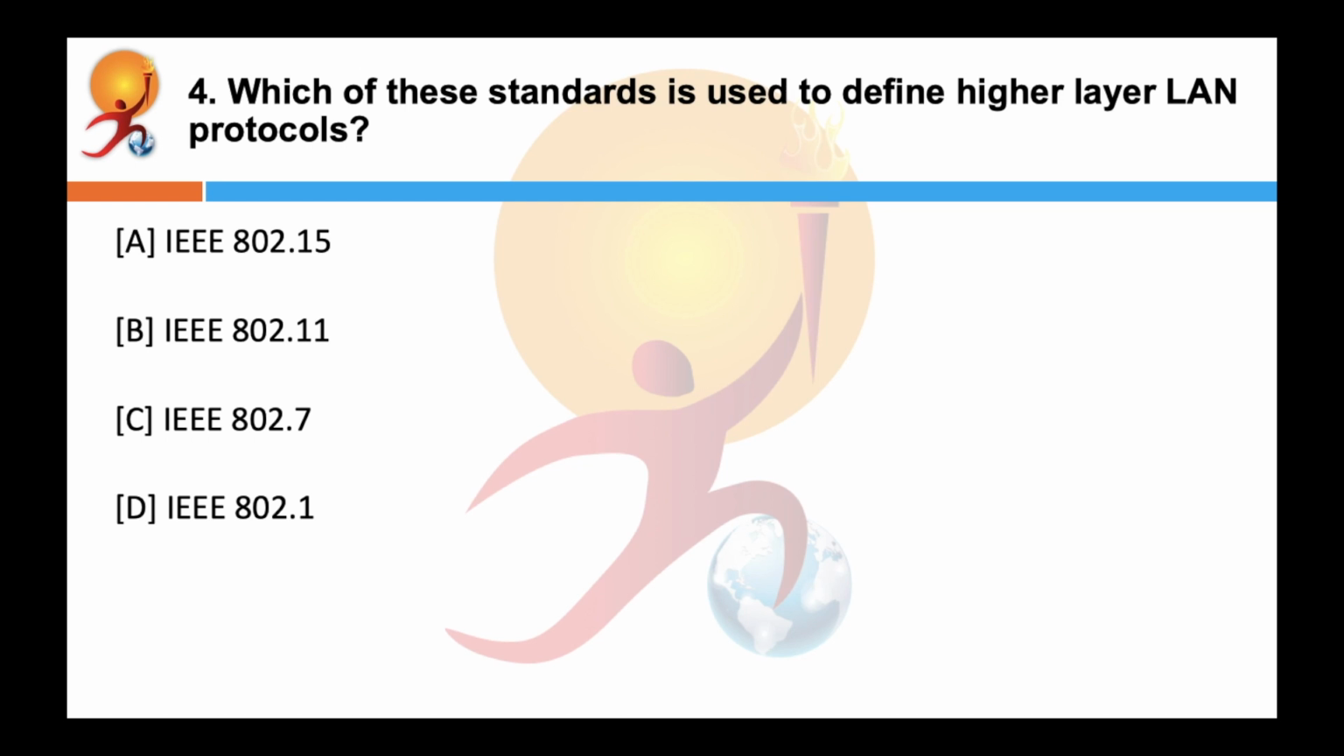Which of these standards is used to define higher layer LAN protocols? Correct answer is D. IEEE 802.1. IEEE 802 standard is a family of IEEE standards dealing with local area networks and metropolitan area networks. IEEE 802.1 deals with the higher layer LAN protocols.